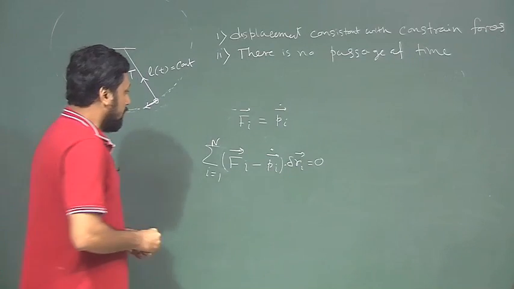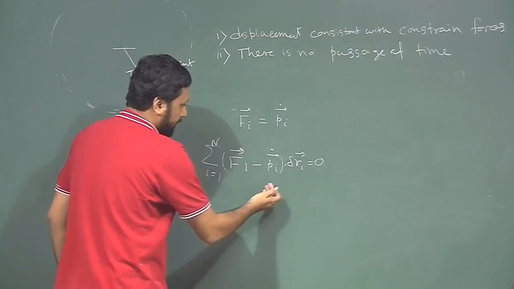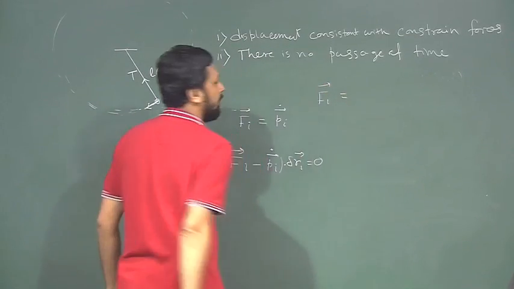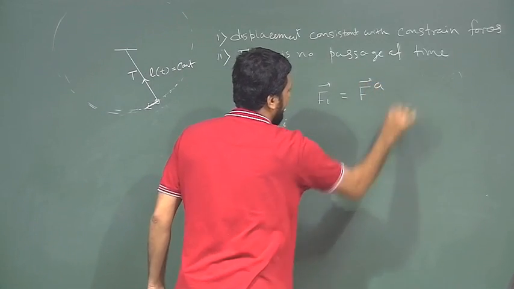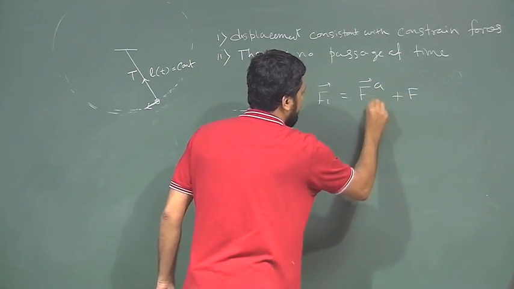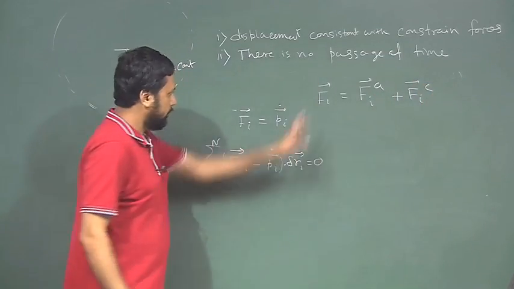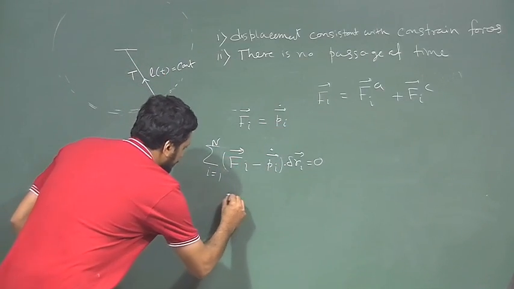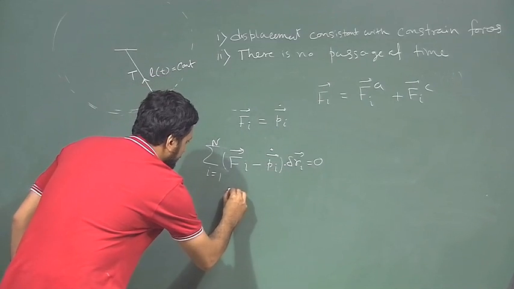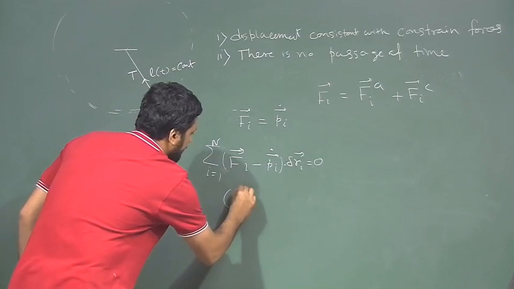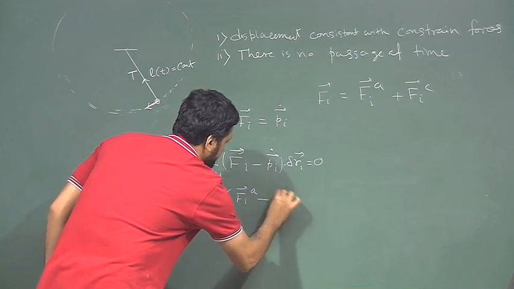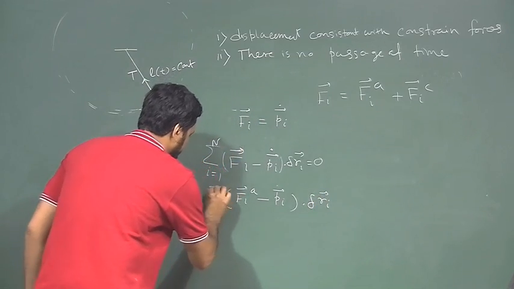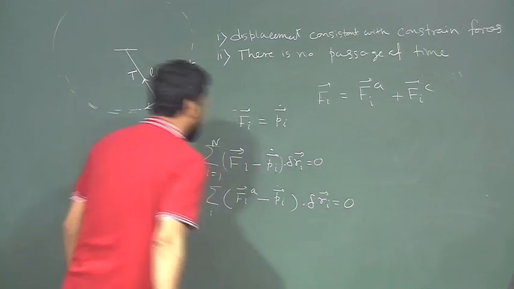And as each individual term is equal to 0, of course, the summation will be equal to 0. Now, please remember f i has two parts. One is f applied plus the other one is f constraint, and we replace it here. So, you can write f i applied minus p i dot delta r i, sum over all i, is equal to 0.